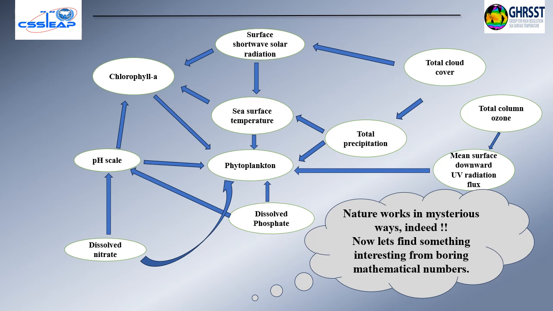Then we can say that the sea surface temperature is governed by the surface shortwave solar radiation, precipitation, and again the sea surface temperature is a key factor to the chlorophyll A concentration. The pH scale, however, affects the phytoplankton, and the dissolved nitrate and the dissolved phosphate can change the pH scale, and vice versa. And whatever it is, the summary of it is, nature works in mysterious ways indeed.